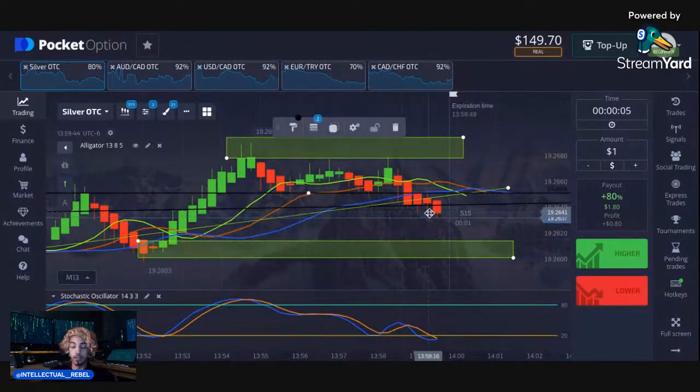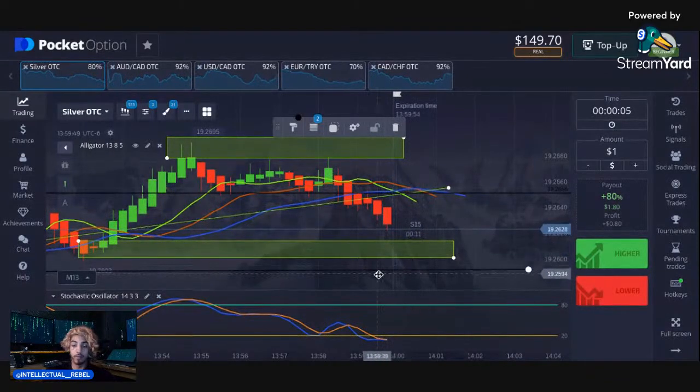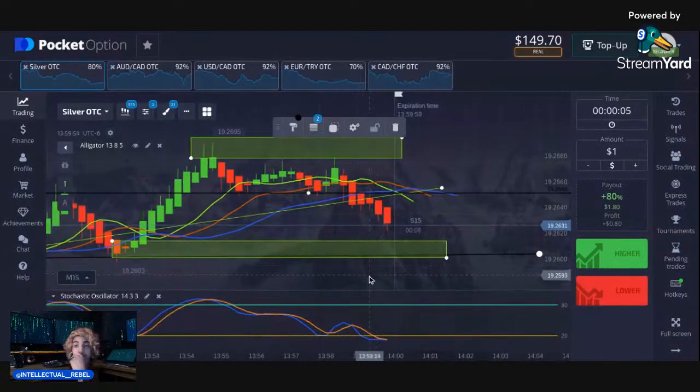But that is going down. And this stupid trend line keeps moving. It's pissing me off. I just zoomed out. I'm not gonna talk.